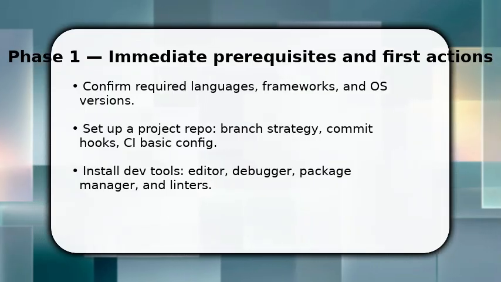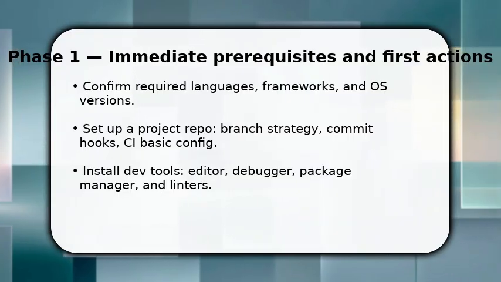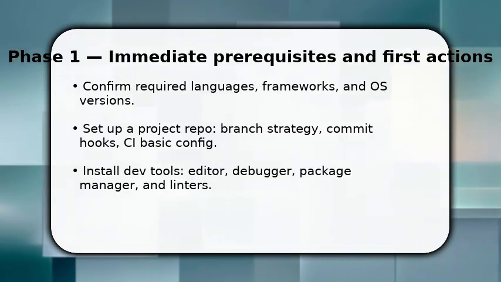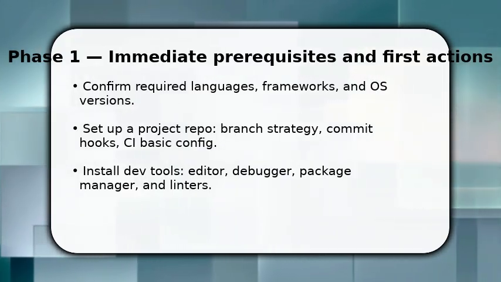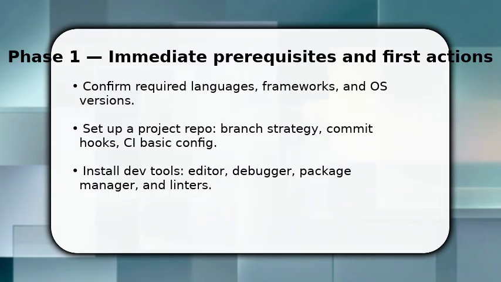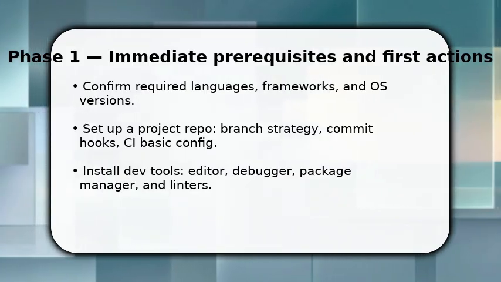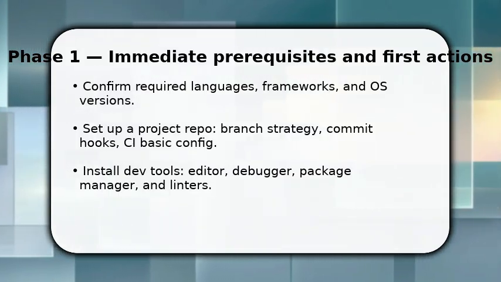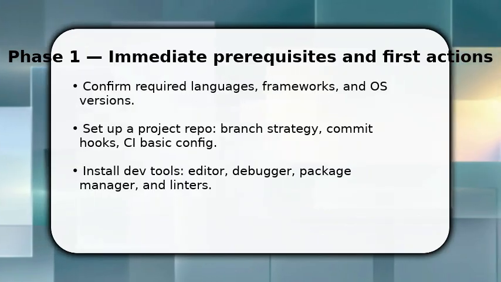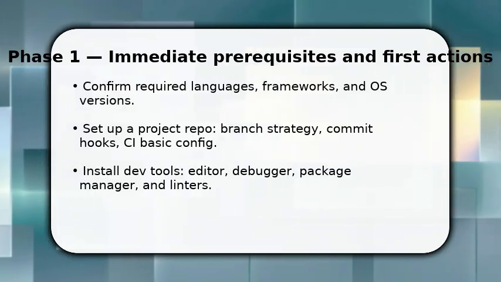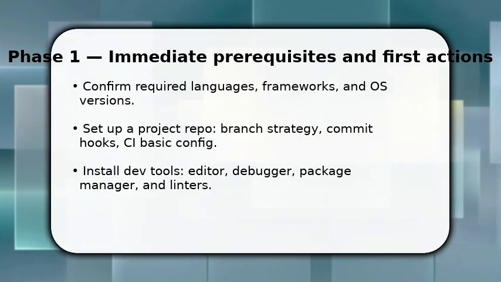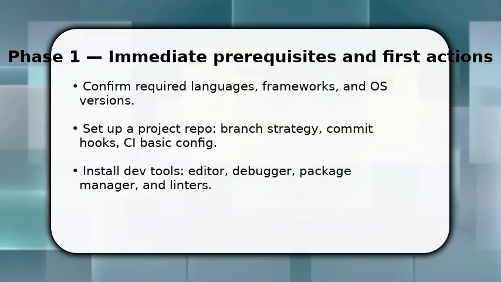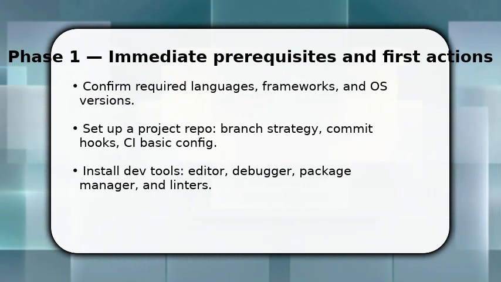You begin by verifying prerequisites and grabbing the minimal tools you need. This saves hours later. Install the editor, debugger, package manager, and linters so you can run and test code immediately. Initialize a Git repository and create a simple branch strategy, then add basic CI and commit hooks to enforce quality. Once done, scaffold a minimal project layout and run a Hello World build. Make sure to fix any environment mismatches before moving on.